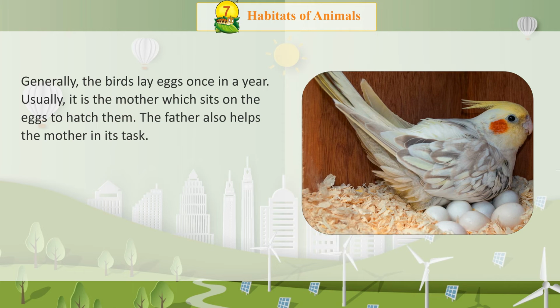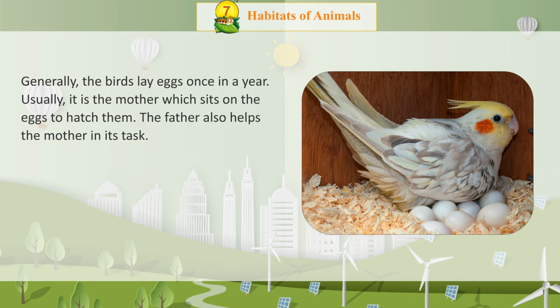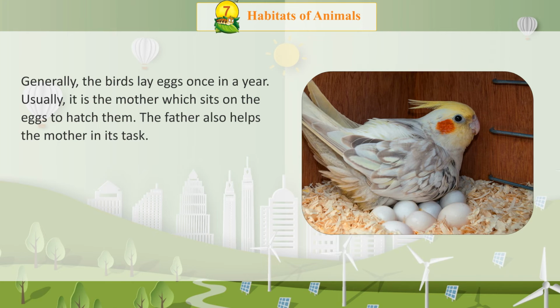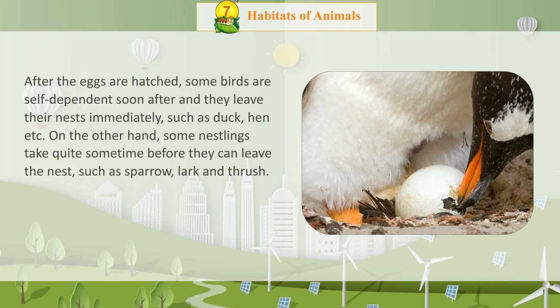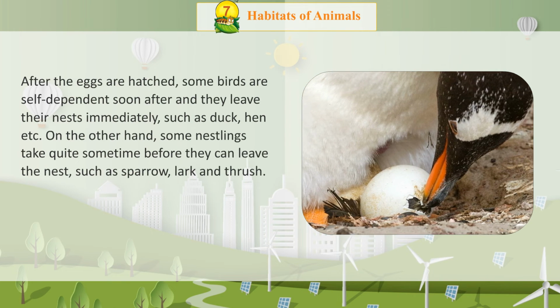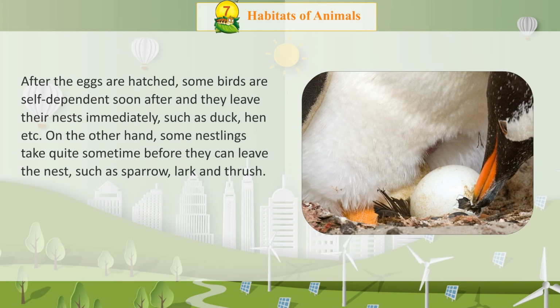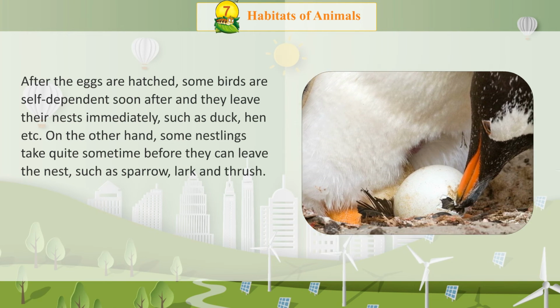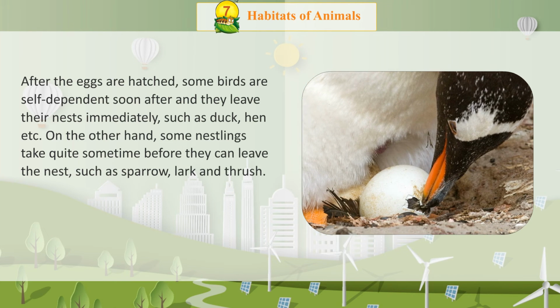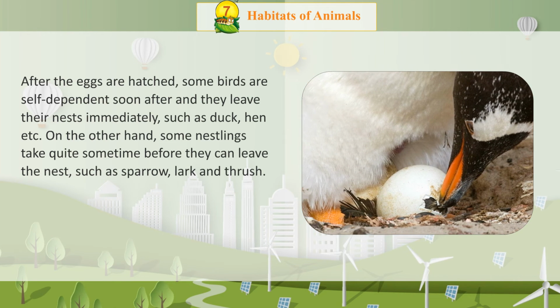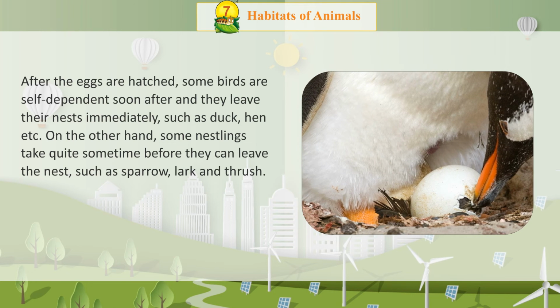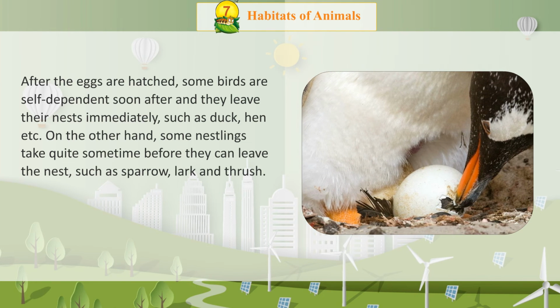Usually, it is the mother who sits on the eggs to hatch them. The father also helps the mother in its task. After the eggs hatch, some birds are self-dependent soon after and leave their nests immediately, such as duck, hen, etc. On the other hand, some nestlings take quite some time before they can leave the nest, such as sparrow, lark, and thrush.